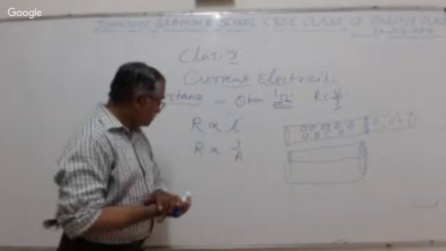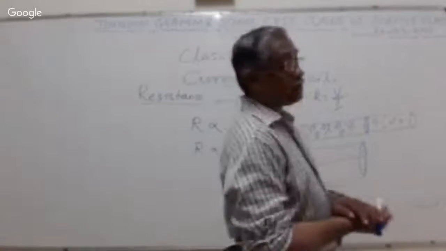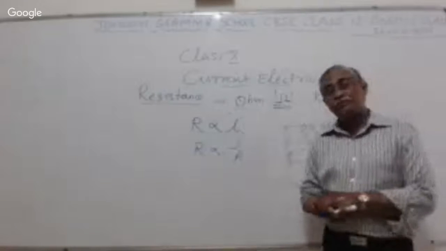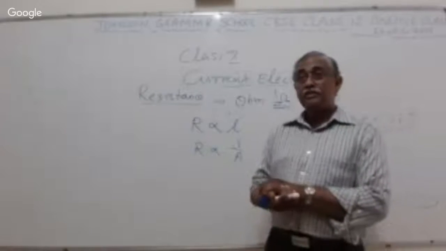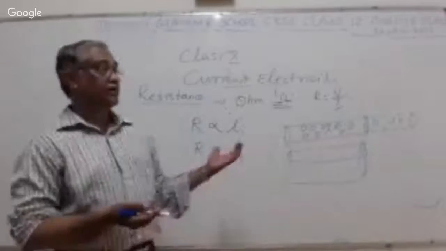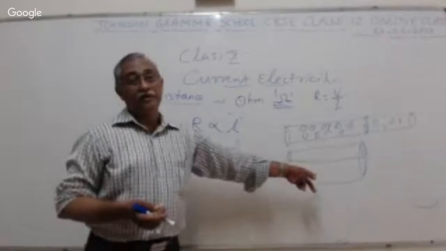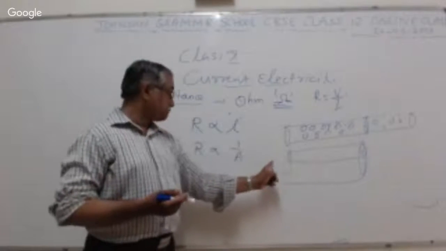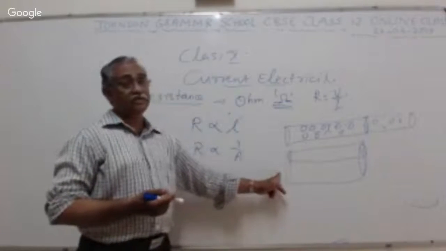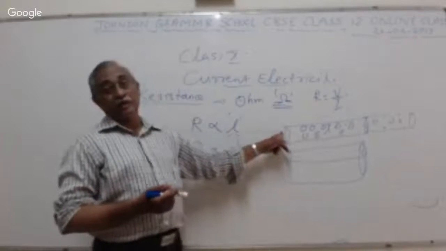Now the second part is R is proportional to 1 by A, or inversely proportional to area of cross section. What do you mean by inversely proportional? It means the resistance will decrease with increase of area. So area of cross section increasing, one increases, other decreases. That is inversely proportional. It means if area of cross section increases, resistance will decrease. Area of cross section decreases, resistance will increase.